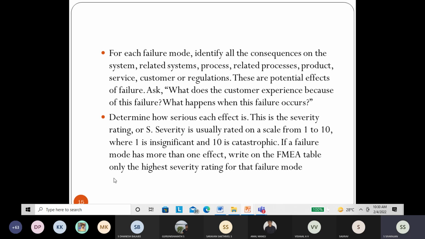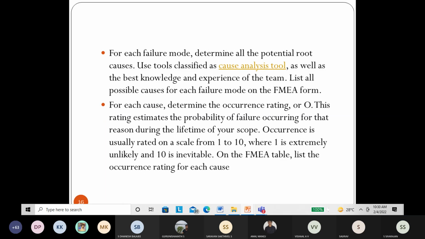So if the failure mode has more than one effect, and in the example we have given there are more effects, for each of them we have to find out what the RPN number is. For each failure, we determine all the potential root causes. That's the next step. First step: what is the consequence of the effect? Then we find out the severity.